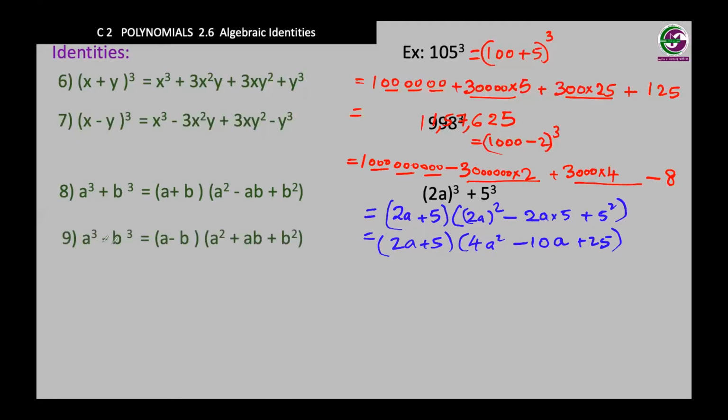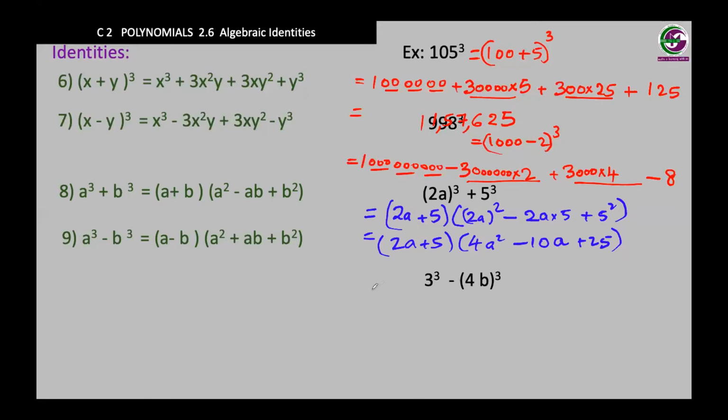Now the same identity, a cube with a negative in the middle, a cube minus b cube. So again, we write the same term without any power in the first bracket. But remember, in the second bracket, there is no minus. So let's compare these two. If the first bracket has a plus, in the second bracket in the middle we have a minus. If the first bracket has a minus, there is no minus in the second bracket for a cube minus b cube. Let's see the example.